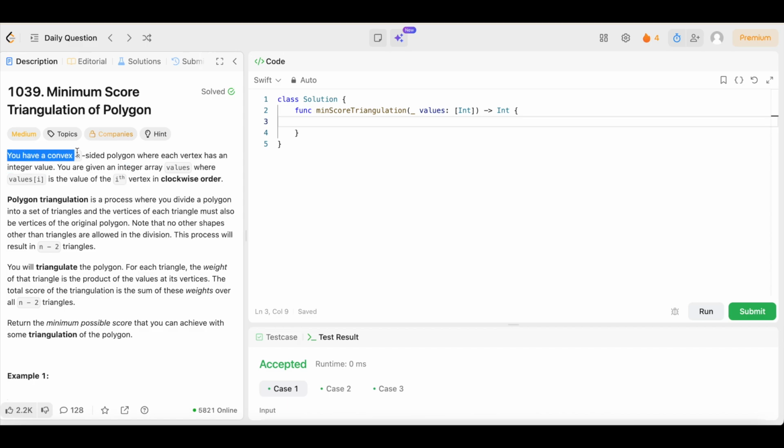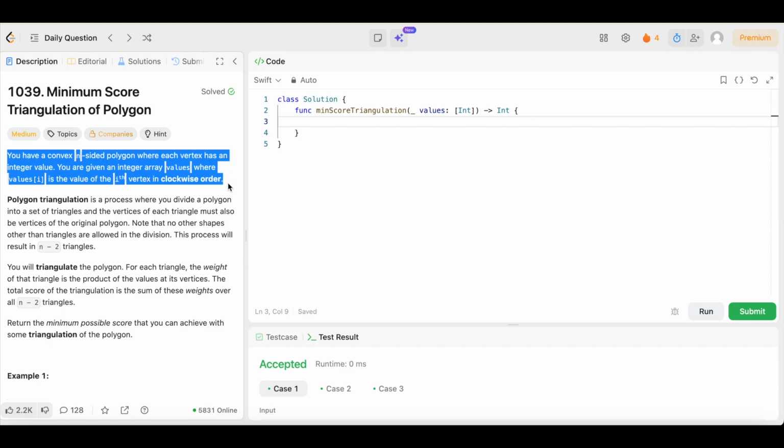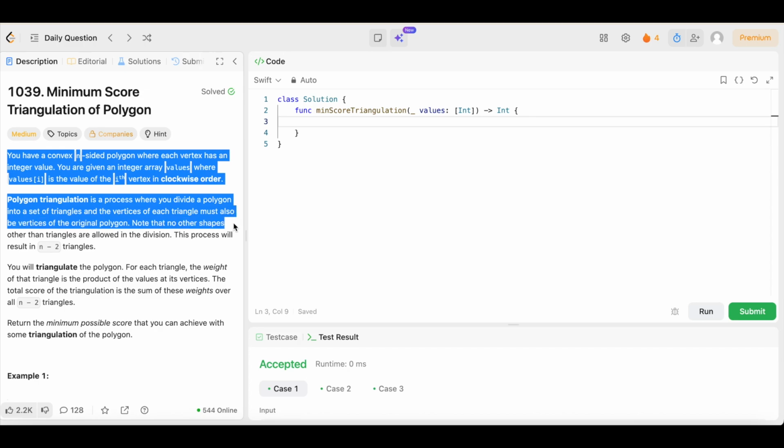Now let's see what the question says. You have a convex n-sided polygon where each vertex has an integer value. You are given an integer array values where values[i] is the value of the ith vertex in clockwise order. Polygon triangulation is the process where you divide a polygon into a set of triangles and the vertices of each triangle must also be vertices of the original polygon. Note that no other shapes other than triangles are allowed in the division. This process will result in n-2 triangles.